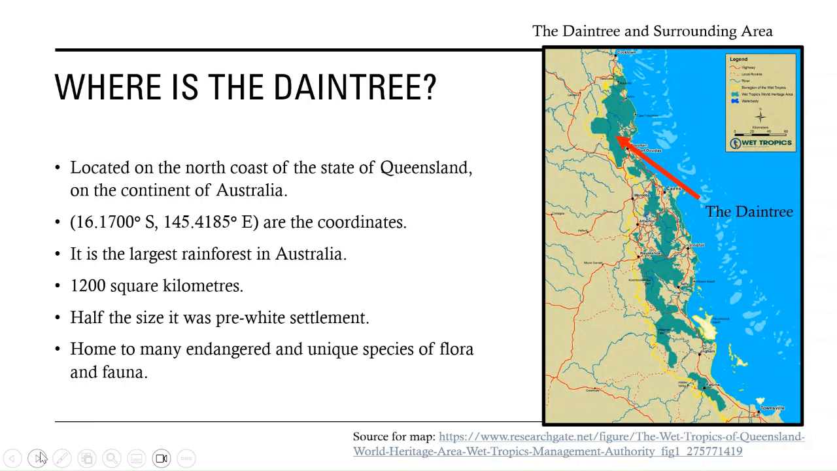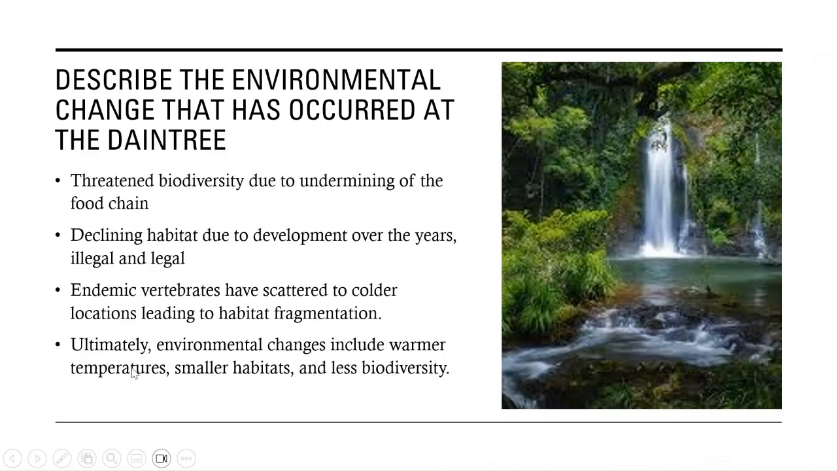Daintree rainforest is over 1,200 square kilometres, approximately half of its size pre-white settlement. It's home to many animal and plant species not found anywhere else in the world, containing species only found here, such as the southern cassowary bird, bull corey tree, holding the fruit blue quandongs. Clearly, this is an environment with biodiversity we need to protect.